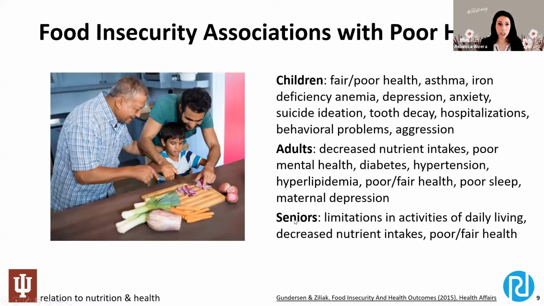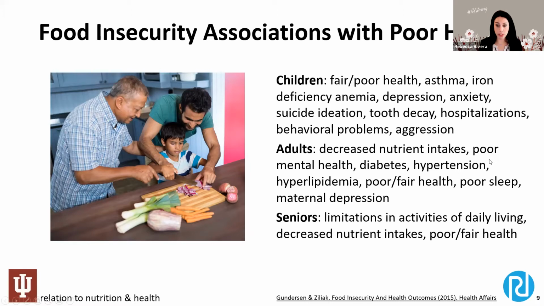So food insecurity is bad because it's linked to poor health outcomes. And one of the major mechanisms is through reduced nutrient intakes. So food insecurity affects individuals across the lifespan. Okay, it's not just an adult problem, it affects children, it affects pregnant women and seniors the most. It has the most detrimental effects for those populations.